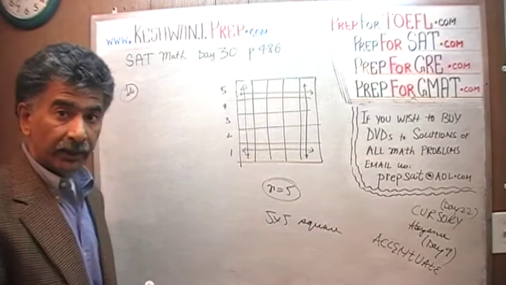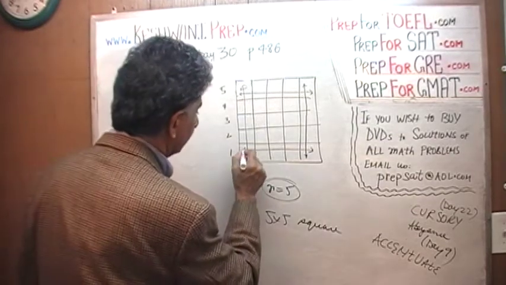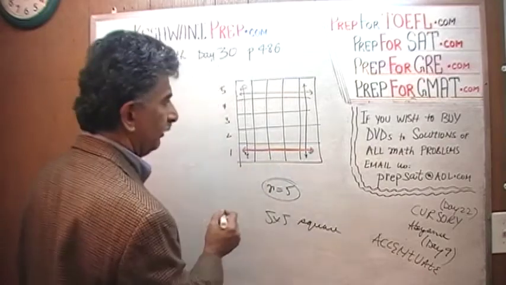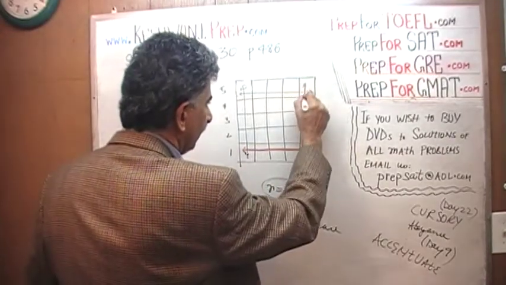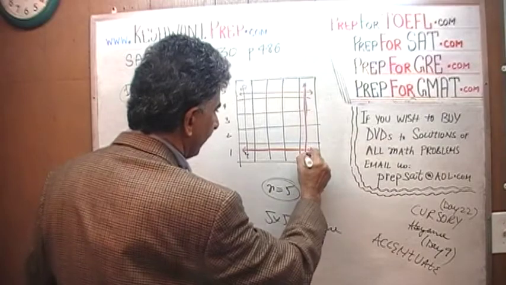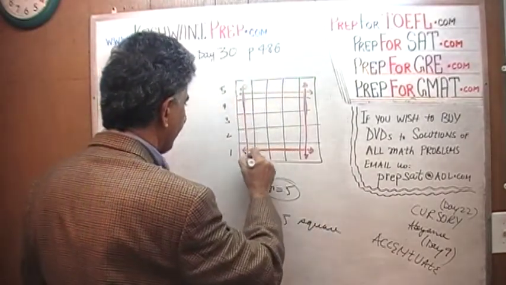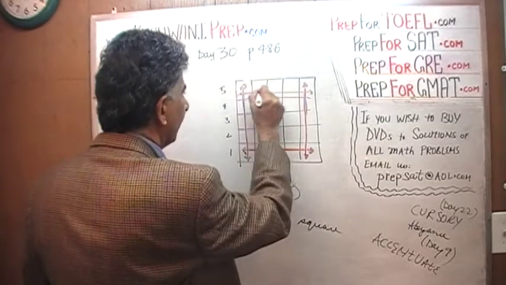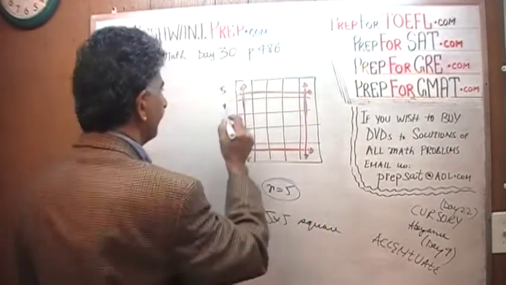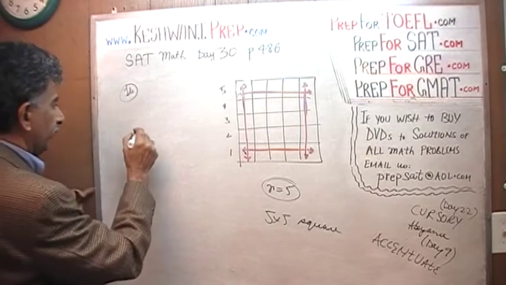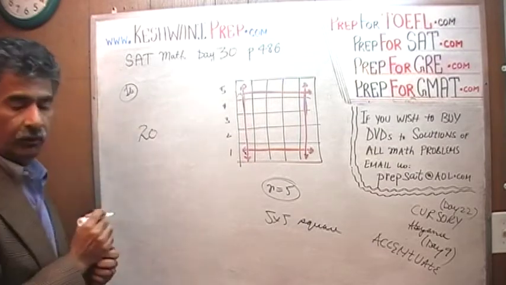So if I had any brain, I would have shown them in a different color to begin with, but I'm going to do it now. Here are the 5 squares along the boundary. Here are 5 more, and there are 5 more here, and there are 5 more here. There are 20 of them. 20 squares lie along the boundary.